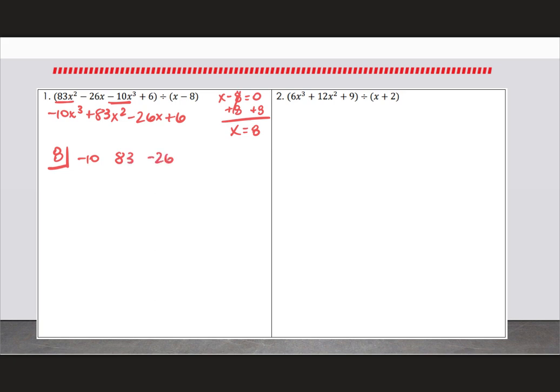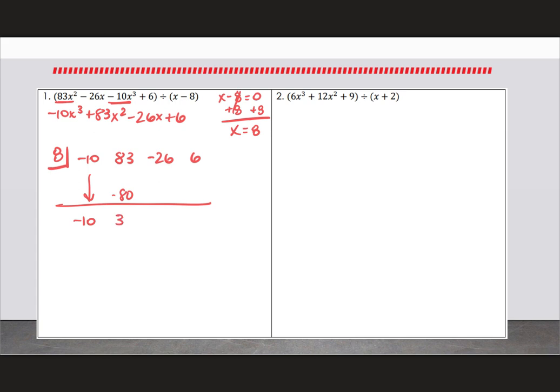Make sure you include the sign. And I'm going to bring down my first term. Then I'm going to multiply. So 8 times negative 10 is negative 80. 83 minus 80 is just 3.